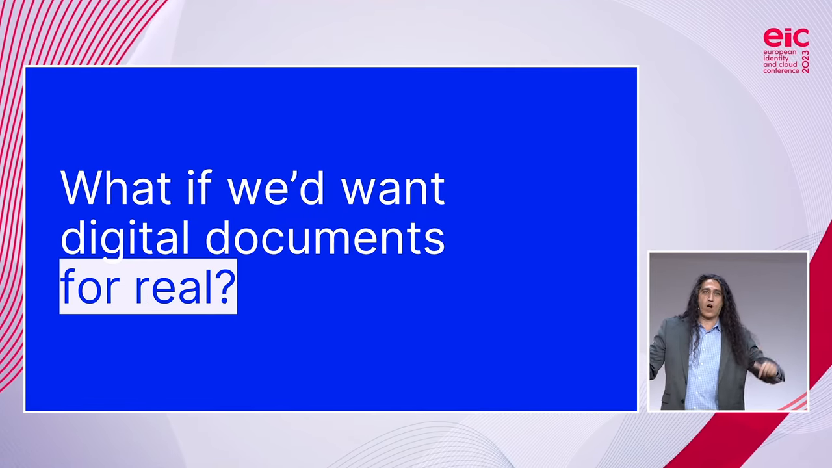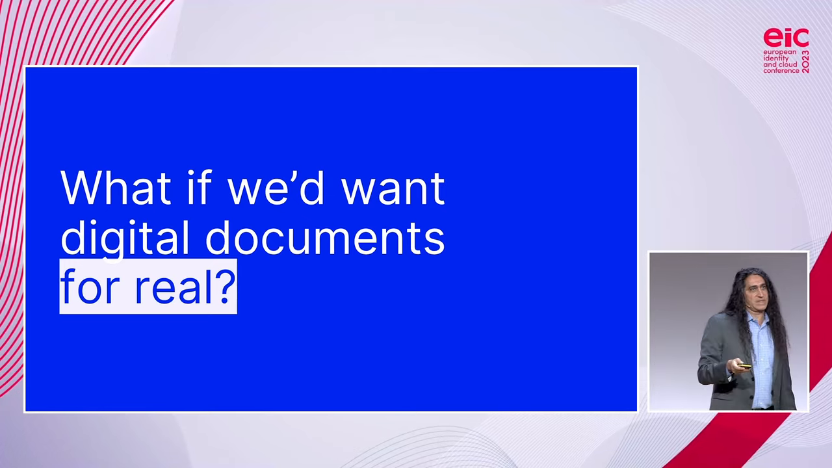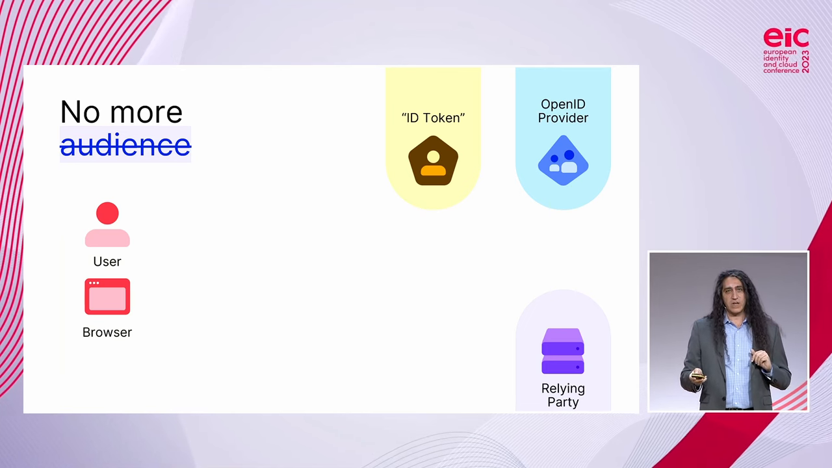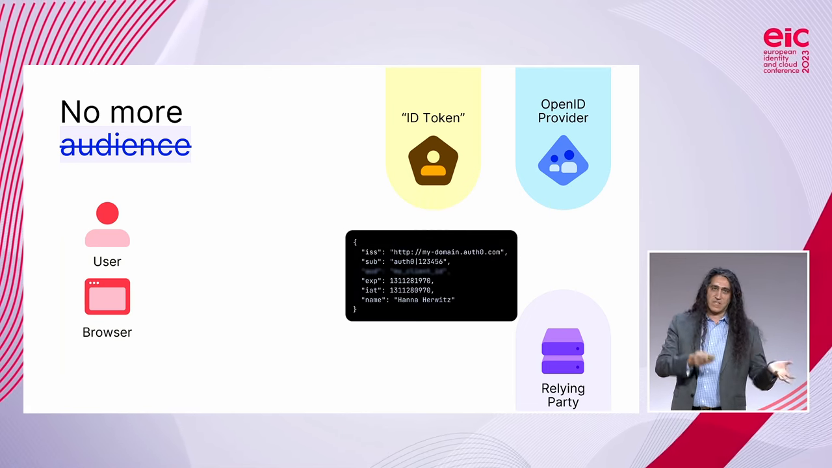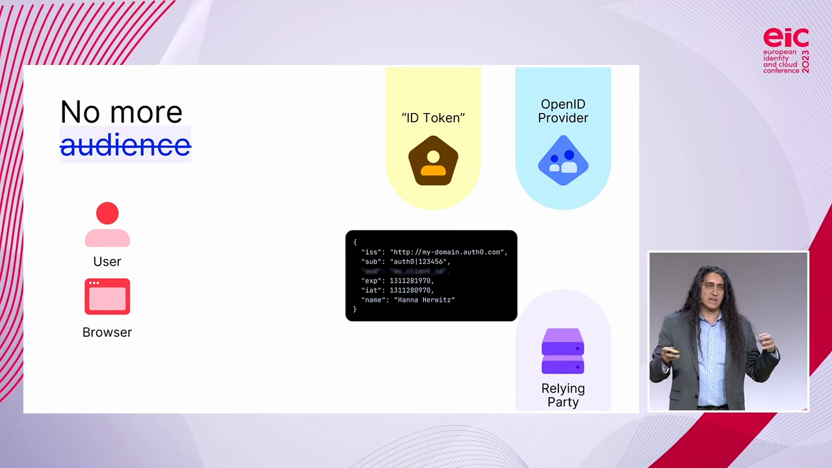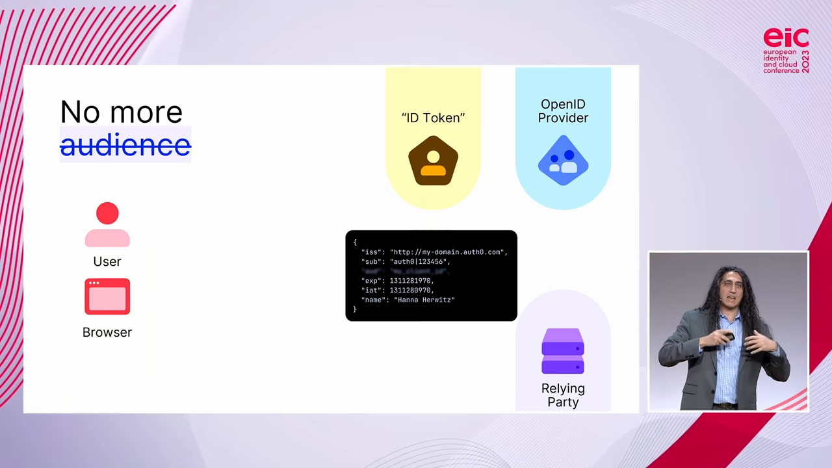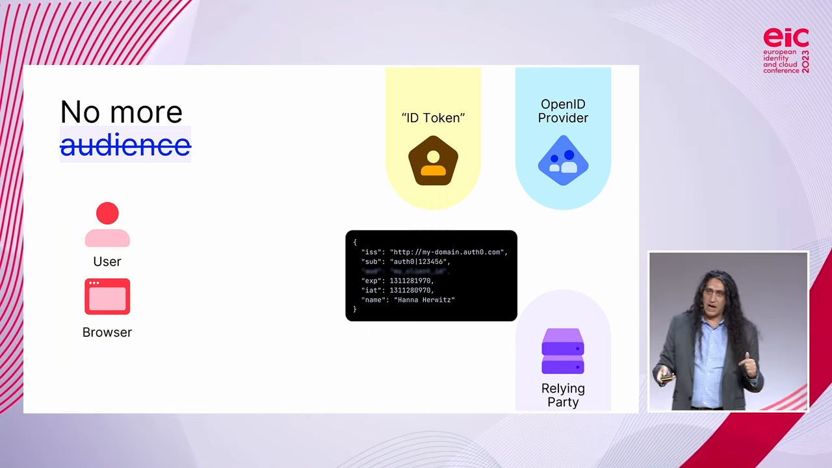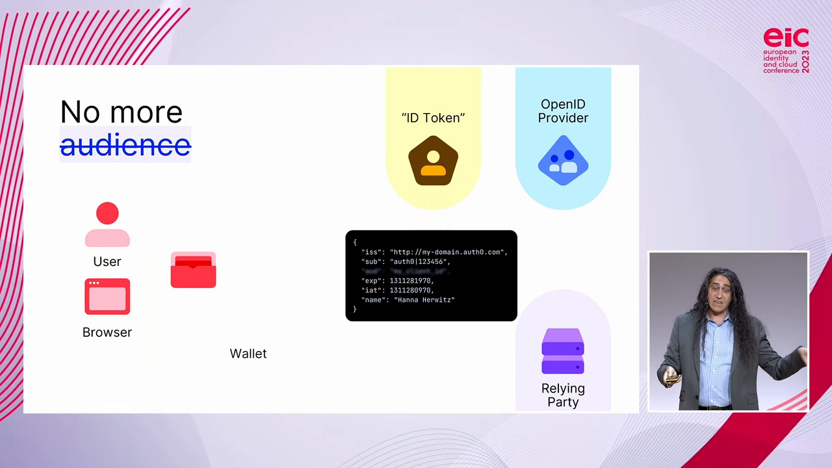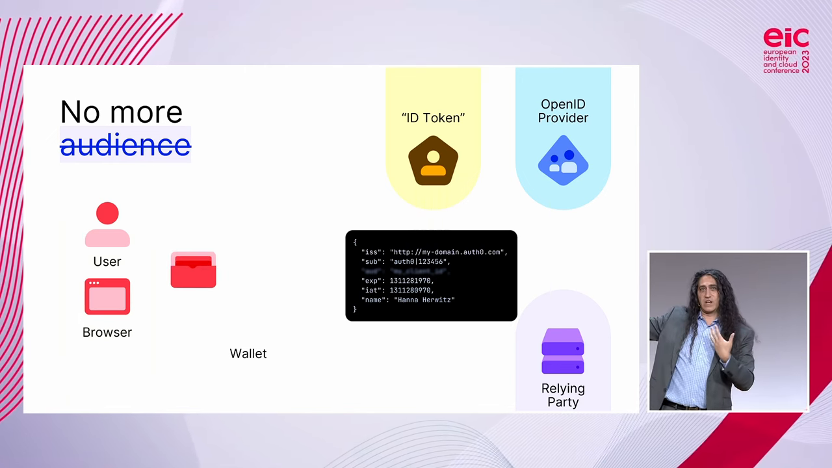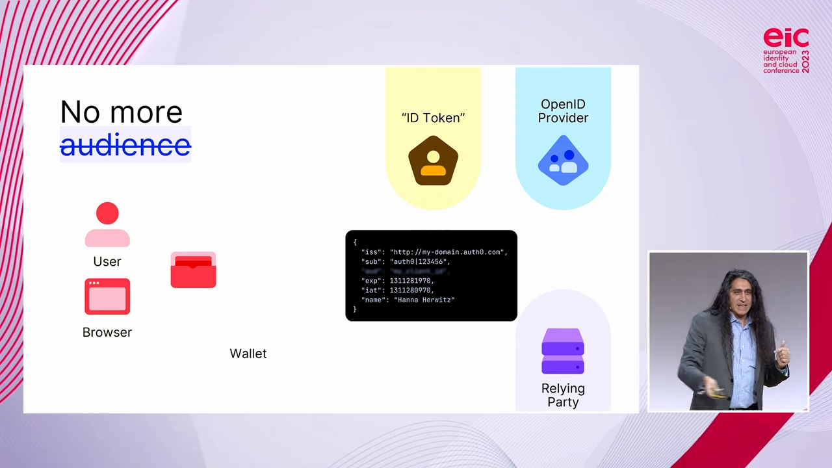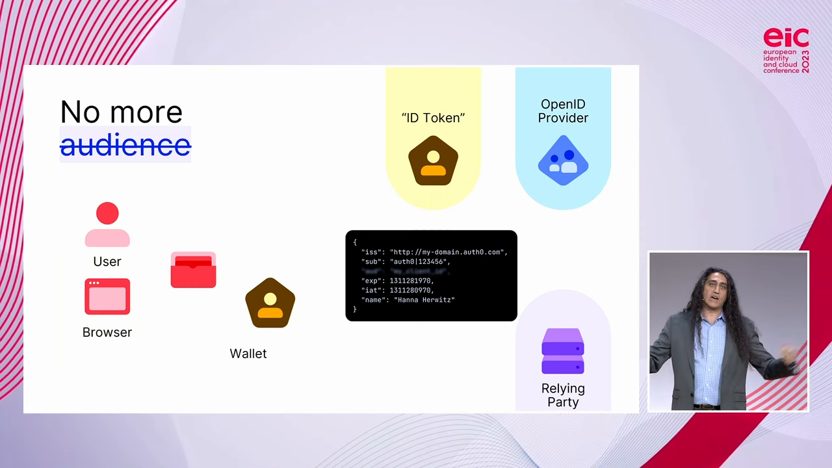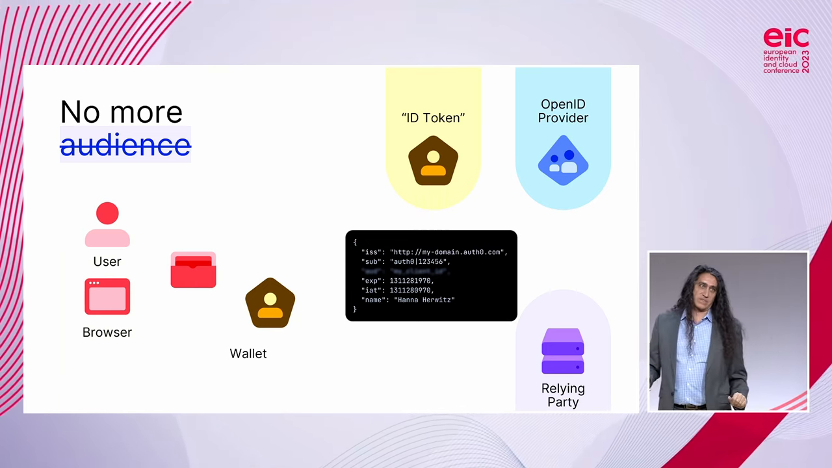So say that we really want to reproduce online the real documents. What do we need to do to change? The first thing is we've got to lose the audience. We want to be able to get an artifact. I'll stop calling it a token at this point. We want to get an artifact which can be used with multiple relying parties without having to go all the way back every single time. Not only that, we need to be able to save this artifact somewhere in a place which I will randomly call the wallet, so that we can keep it locally and use it whenever we need without having to call home.